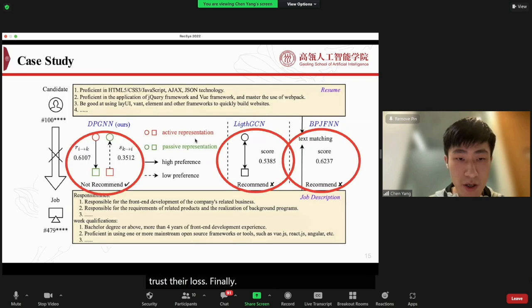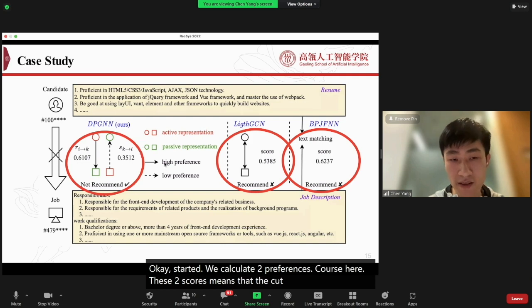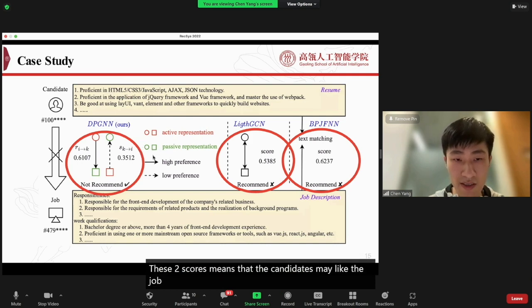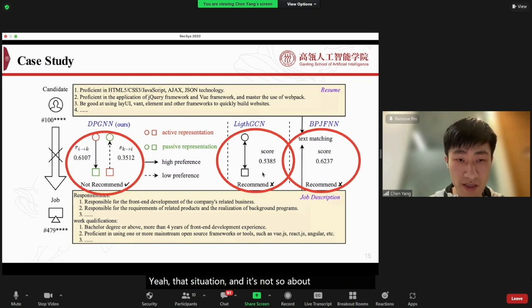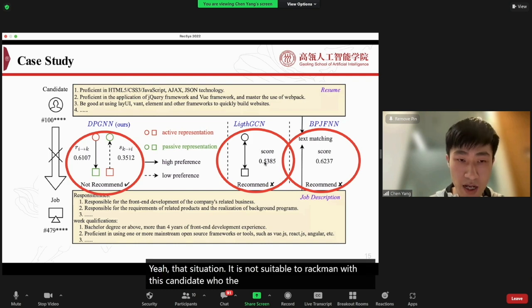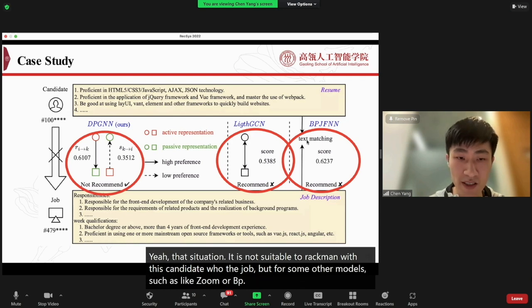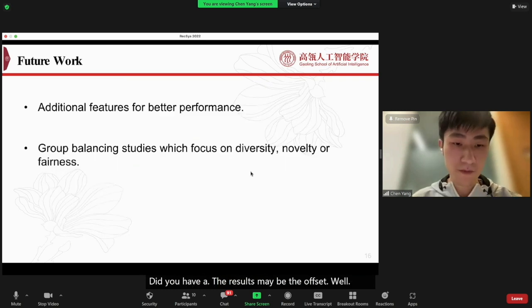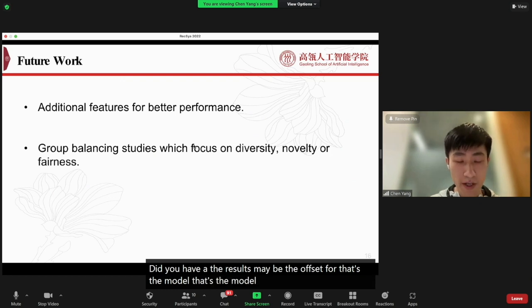Finally, we sample a job candidate pair for case study. We calculate two preference scores here. These two scores mean that the candidate may like the job, while the employer doesn't satisfy him. In this situation, it is not suitable to recommend this candidate to the job. But for some other models, such as RecSys or BPJFN, the results may be the opposite. That's the model in our paper.